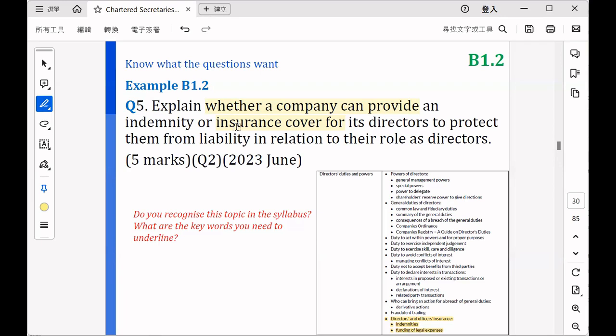Against this background, you will see that under the Companies Ordinance, a company can provide insurance cover or indemnity cover for the directors. So I think you can see the difference. The company cannot exempt the directors from liability, but what the company can do is provide insurance cover for directors.